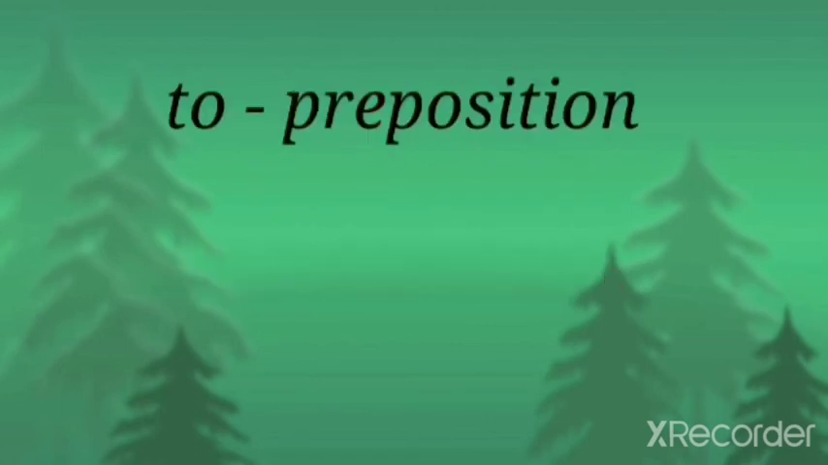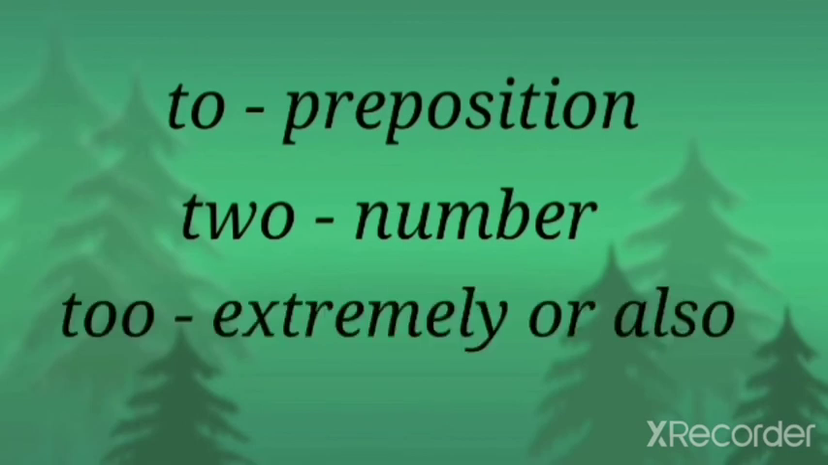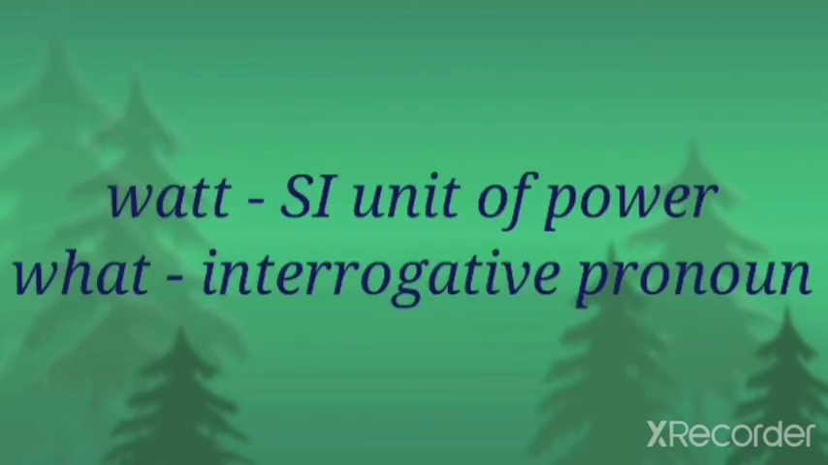The next one, to. To is a preposition used to show motion. Two is the number that comes after 1 and before 3. Too means extremely or also. The next homophone is watt, which is a unit of power. The next what is an interrogative pronoun.